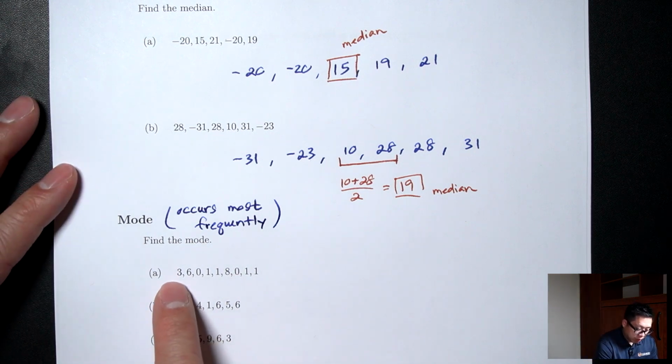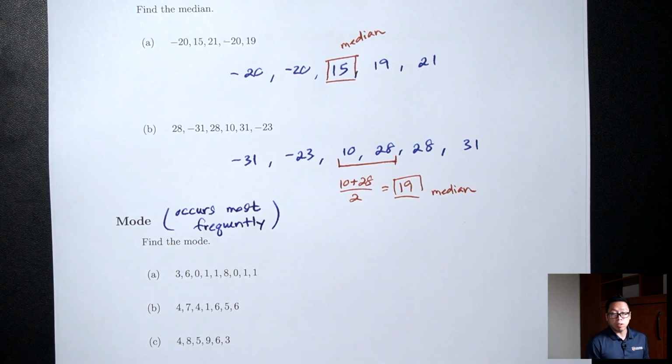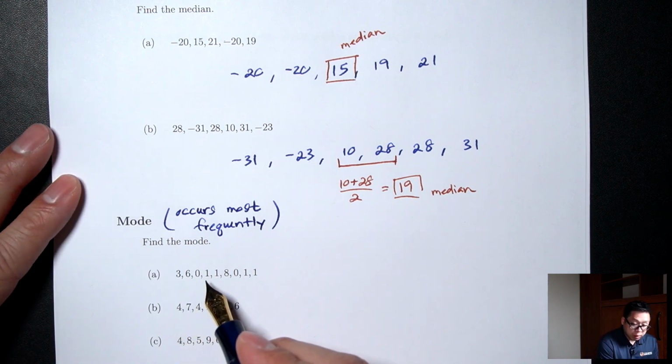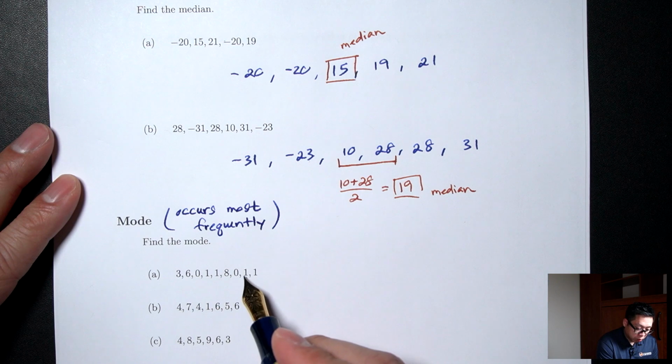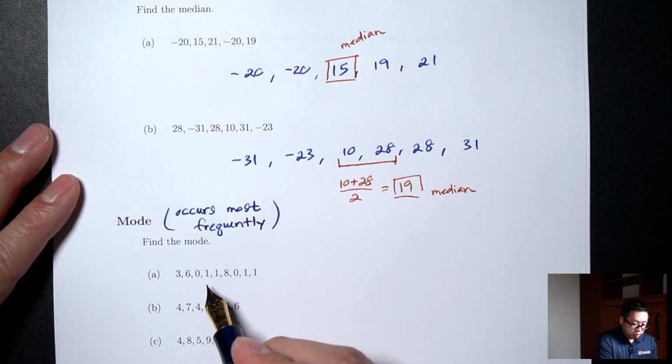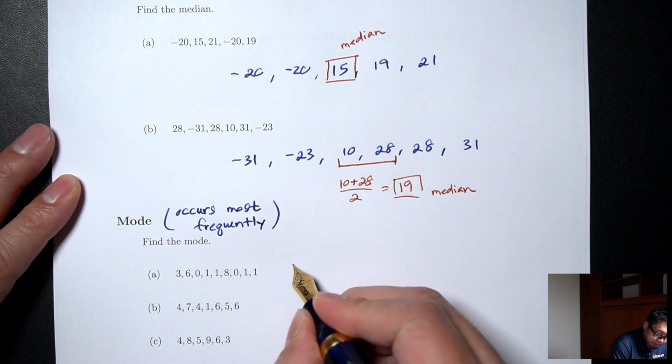Part A, if I look at my data values here, which one occurs the most often? Look at the 1. The 1 occurs 1, 2, 3, 4 times. Okay? All of the other numbers occur only once. So 1 is the mode.